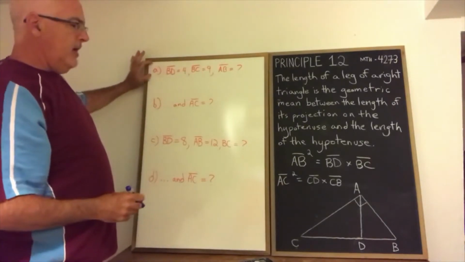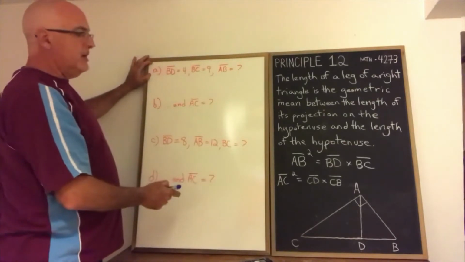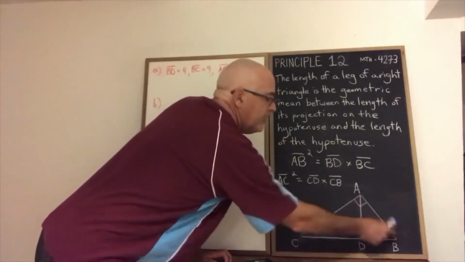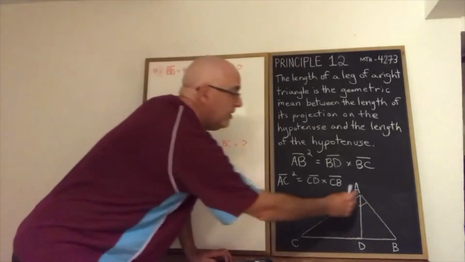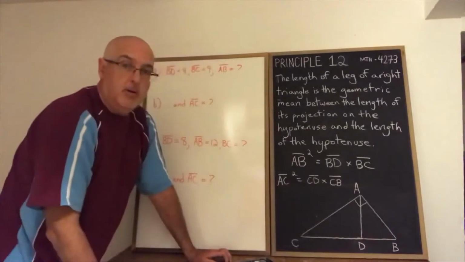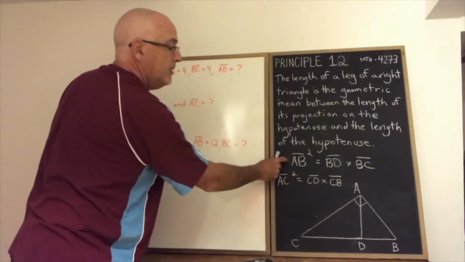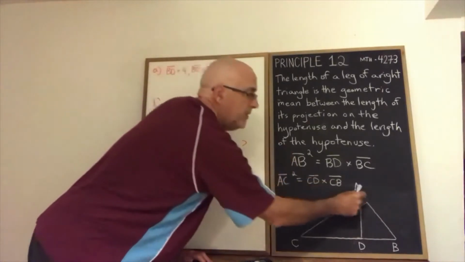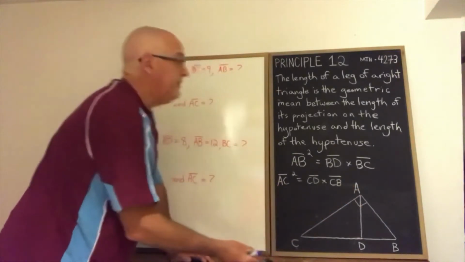In question A, we're told that BD is 4 units in length, BC is 9 units in length, and we're asked how long is AB. AB is a leg of the right triangle. BD is the closer piece of the hypotenuse that is formed by the presence of this altitude. And BC, of course, is the entire hypotenuse. So to find AB, we're going to use the upper of these two formulas. The difference between these two is AB is just focusing on this leg of the right triangle, and AC is focusing on this other one on the other side.